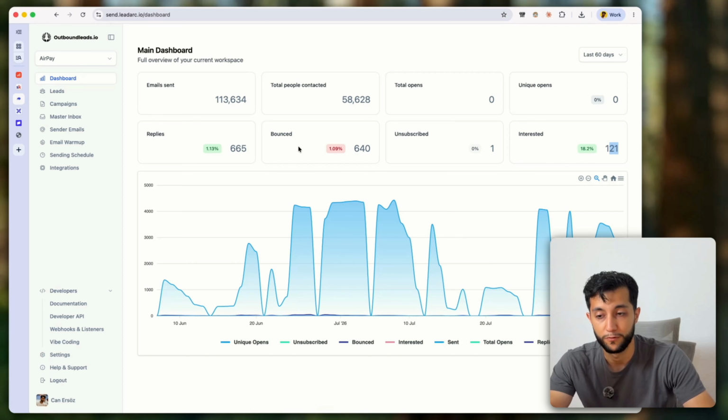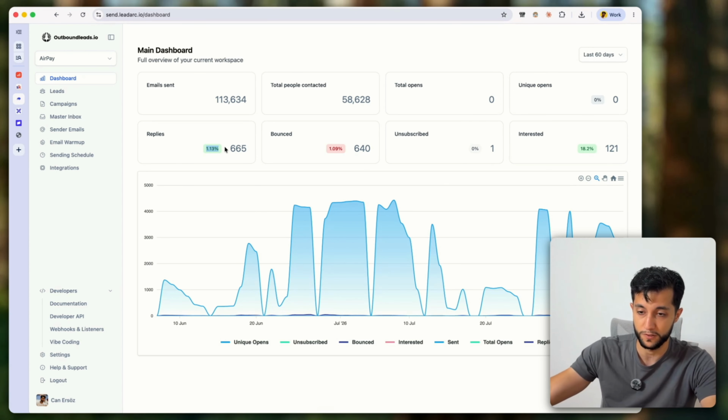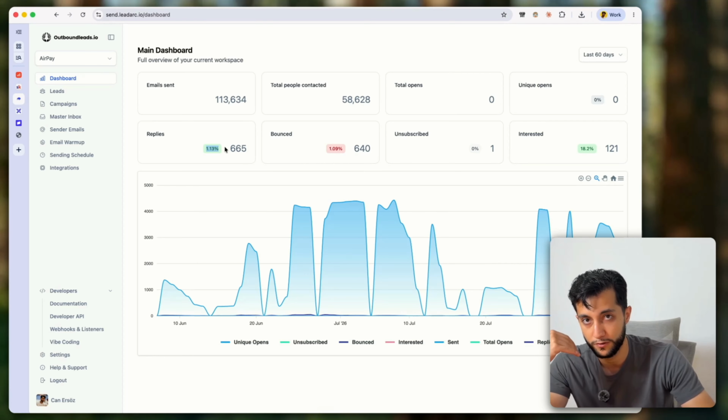Didn't look like that before. We had like 0.6% response rates. So we just doubled the results, which is quite nice. Yes, we would have more volume if we added the Outlook ones as well, but that would also hurt our deliverability because we would be bouncing, which is not ideal.